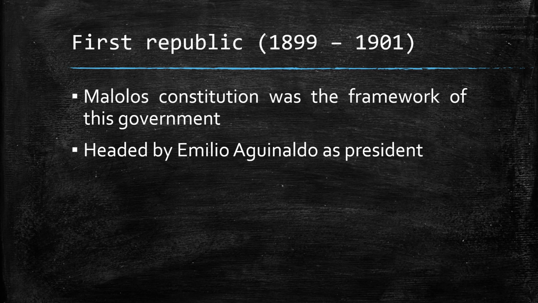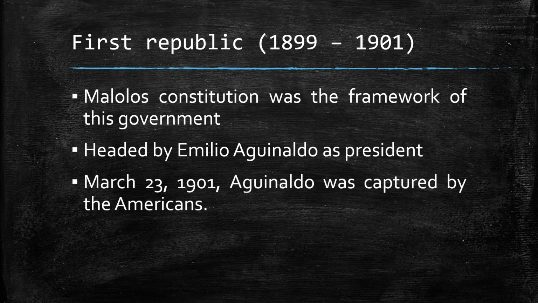And while there was a negotiation between Filipinos and Americans, an incident between Americans and Filipinos happened in February 1899, wherein the Filipinos were blamed as the ones who started the war. The First Republic did not realize its aims because the Filipino-American War started in February 1899. And on March 23, 1901, Aguinaldo was captured by the Americans. This is the sign of the end of the First Republic in the Philippines.